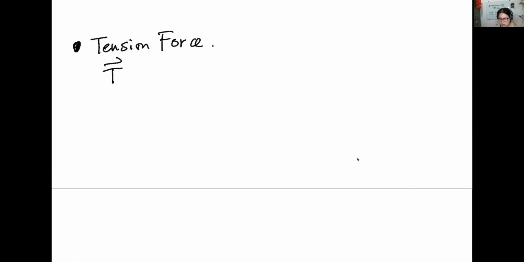Another force is a tension force. Tension force, I typically use the label T. It happens along the string or the rope and things.